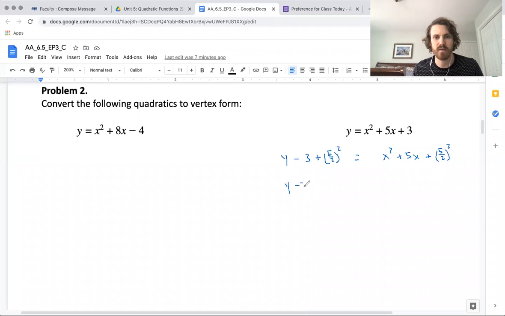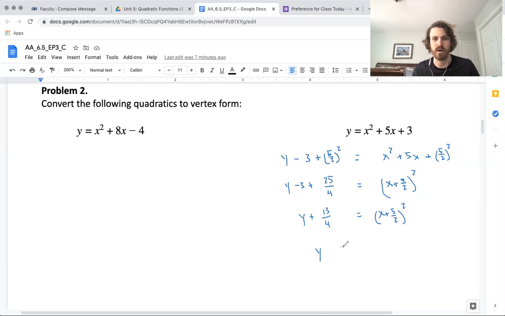This is going to be y minus 3 plus 5/2 squared is 25/4. And that's going to be equal to x plus 5/2, or 2.5, all squared. That's what that perfect square trinomial factors to. This is 25/4, even though it's a little bit hard to see. And so 3 is 12/4. So this is going to end up being y plus 13/4, or 4.25, equals x plus 5/2 all squared.